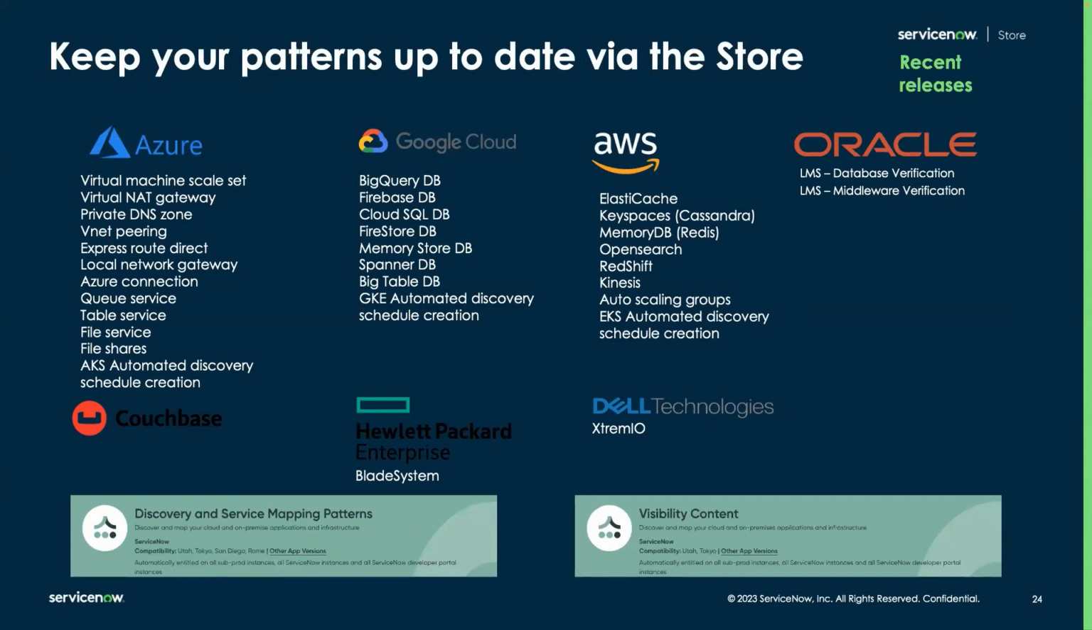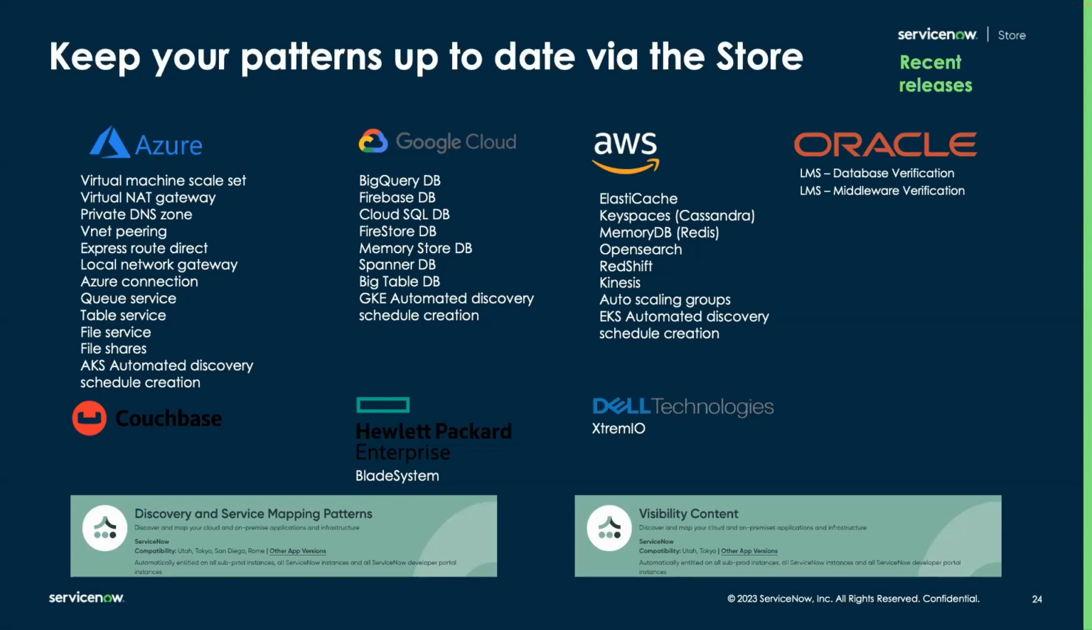When you deploy ServiceNow Discovery, you want to make sure that you're constantly updating your patterns. Discovery and Service Mapping patterns and visibility content apps are what include the latest and greatest patterns. Whether it's new patterns, like you see here, this is some innovation we've done over the last year, or updates to existing patterns. Now, we've included this visibility content app on the right that you see there. That is available from the store as well.